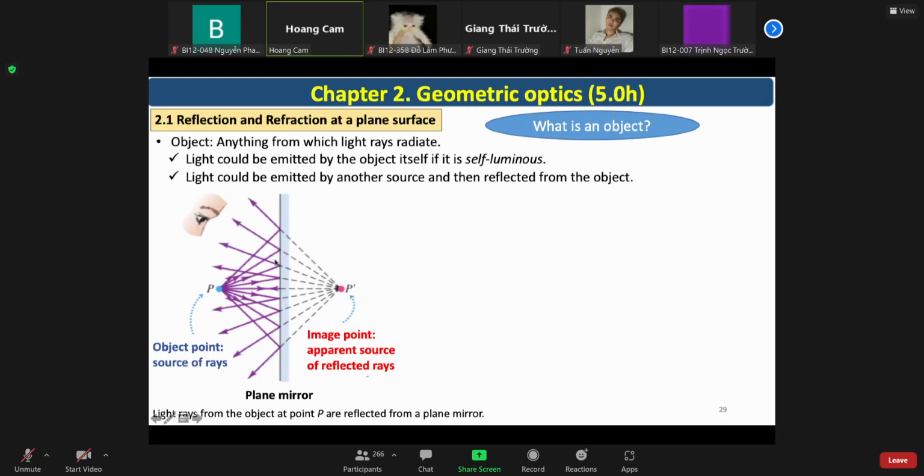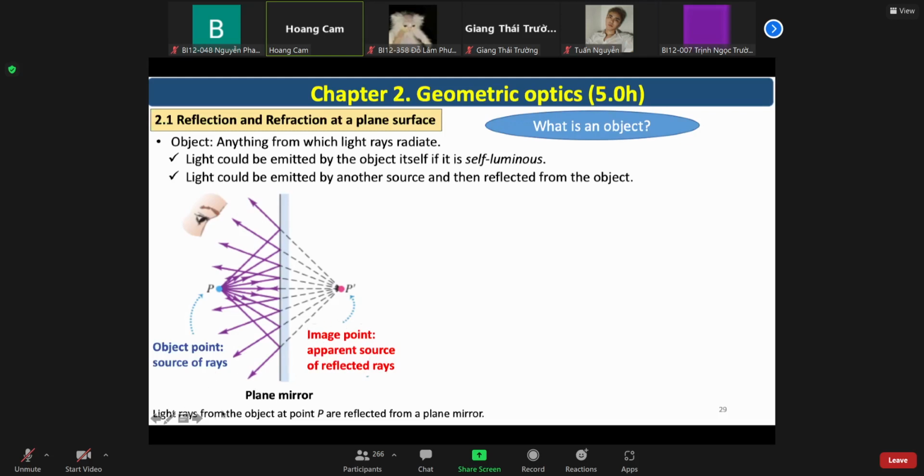So pay attention: when we draw some line which is virtual, we use a dash line here. So we got the intersection point of all the reflected rays. In this case, we have a virtual one, but in general it's called the image, right? The image is the intersection point of all the reflected rays. For the case of reflection, we will have the reflected rays. Okay, so here we got that. So the image point is an apparent source of reflected rays in this case.